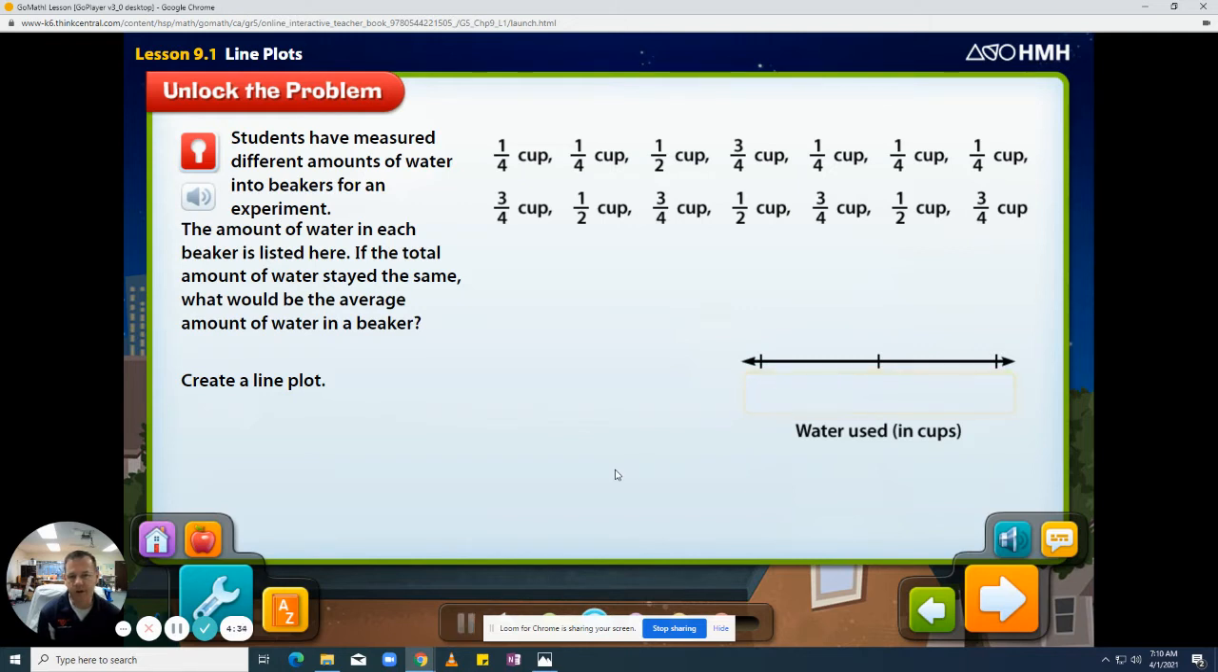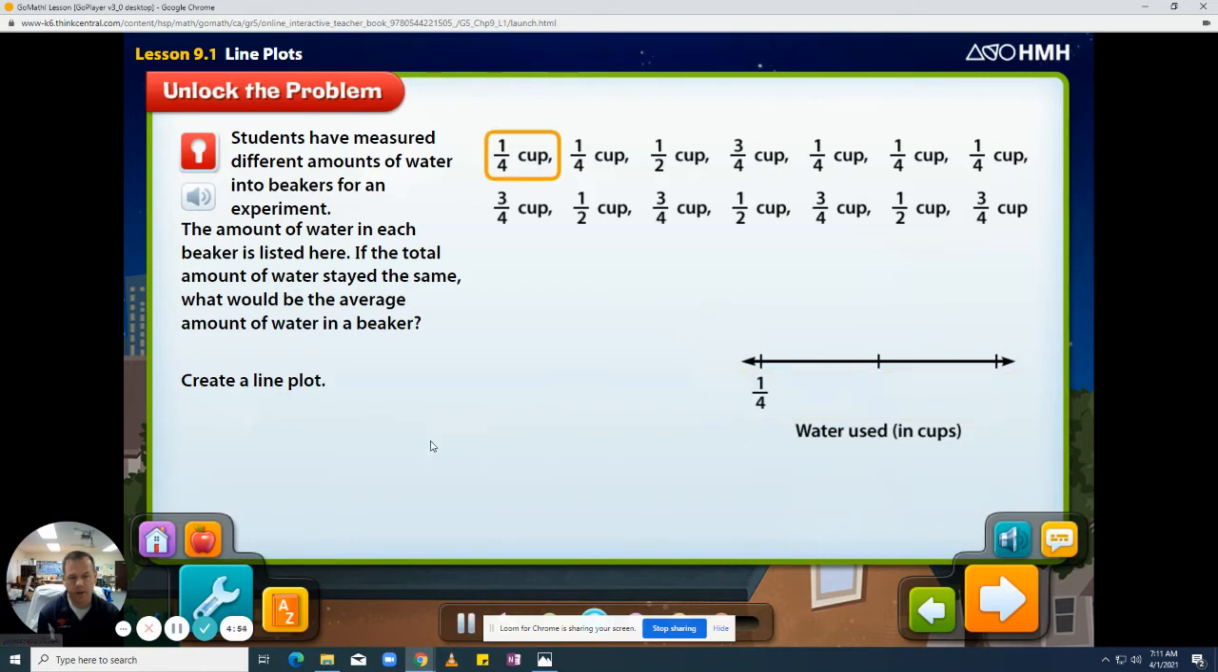Looks like we have fourths, halves, 3/4. And of course, on the other end, you're going to want 1 whole, which would be 4/4. So I'm predicting they're going to go 0, 1/4, 1/2, or 2/4, 3/4, 4/4, or 1 whole.